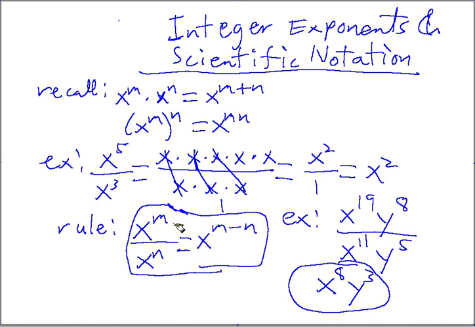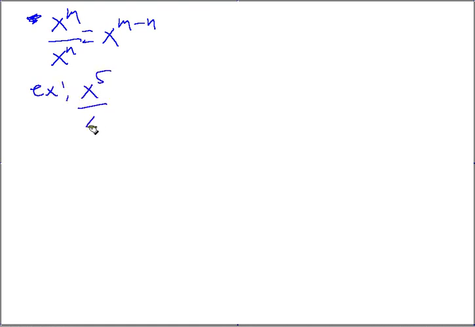Now, I want to get into what happens when the exponent on top is the same as the exponent on the bottom. So let me clear off the screen here. Let me just rewrite the rule again: x to the m over x to the n is equal to x to the m minus n. Let's see what happens if the powers are the same. For example, let's consider this case: x to the 5th power divided by x to the 5th power.